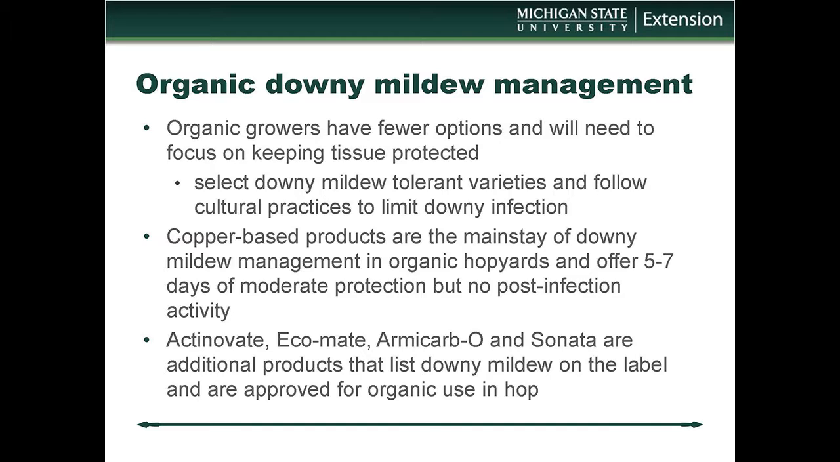Organic growers have fewer options, really need to focus on keeping tissue protected. Copper-based products are the mainstay of a downy mildew program for organic growers. One of the issues we face with this is there are limitations in the pounds of copper that you can apply per season, and we run out of copper in Michigan. We need about 2 times the amount that we have available to us per year. And so we do supplement with some of these other products, Actinovate, Ecomate, Armacarb, and Sonata. Those also list downy mildew on the label and are approved for organic use in hop, but we don't have any efficacy data on those. We're really utilizing those because we don't have enough copper at this time to get through the season.